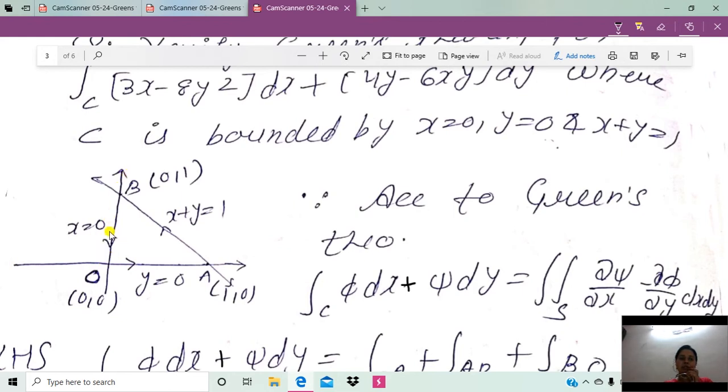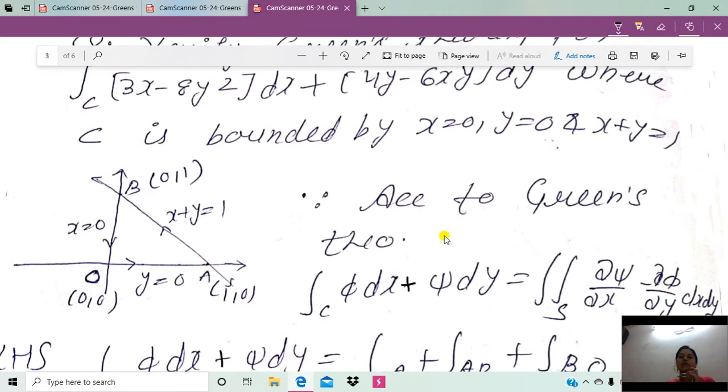Let's understand by the diagram. The line x = 0, which is the y-axis. The line y = 0, which is the x-axis. And the line x + y = 1, which is traced by joining the points (1, 0) and (0, 1). So it is a triangle. The surface is a triangle which is bounded by three curves.